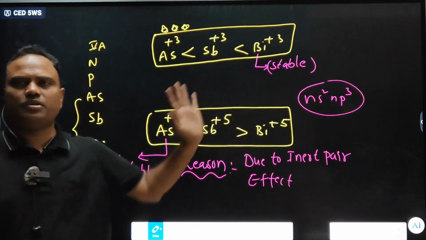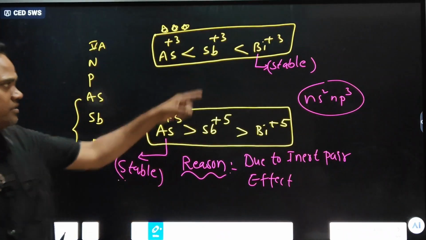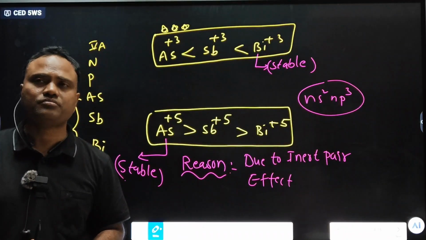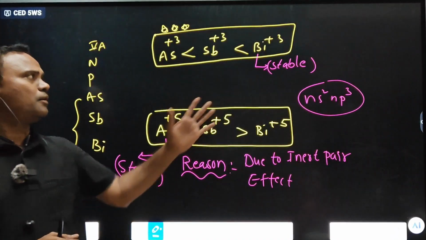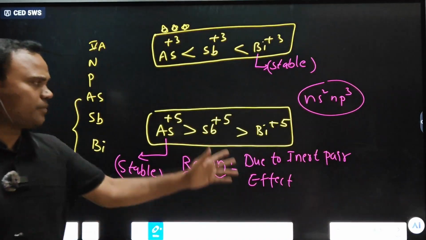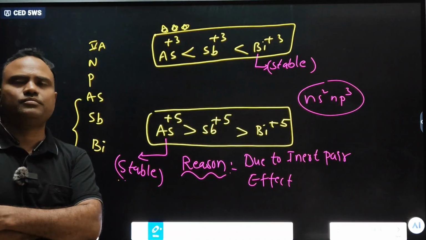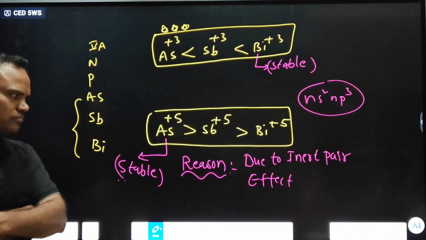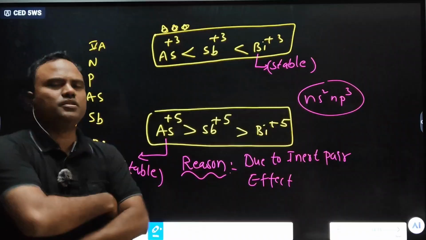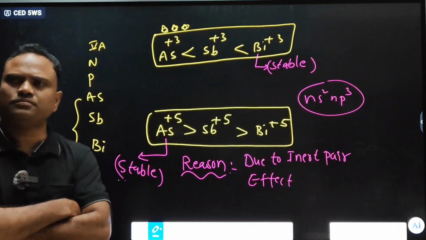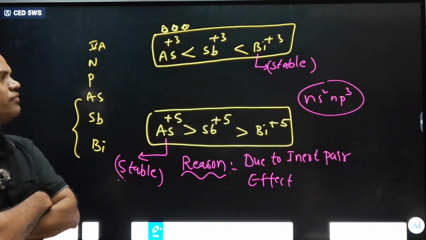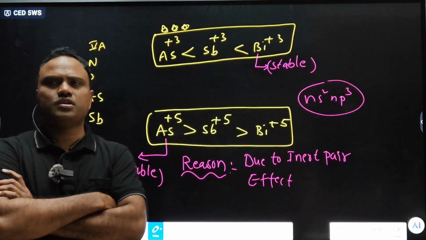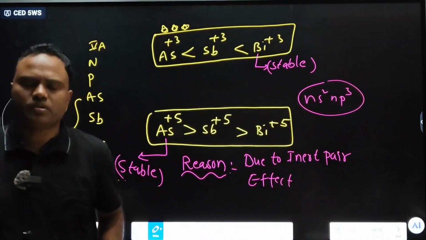You know which is stable and which is unstable. Clear? By seeing this, tell me which is stable. For bismuth, which is stable? Plus 3 is stable. For bismuth, which is unstable? Plus 5. Did you get this concept, Adiba? Inert pair effect, everything. For bismuth, which is stable? Plus 3. Which is unstable? Plus 5. I am asking one simple question.